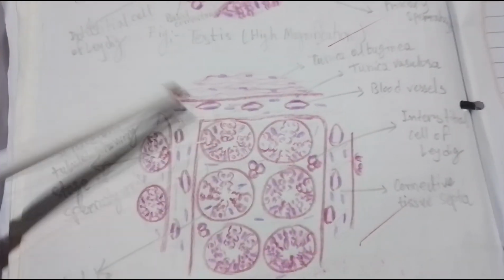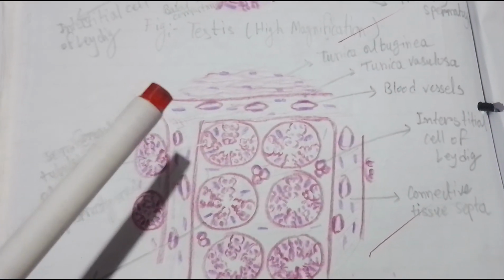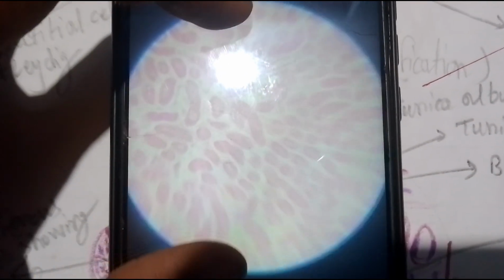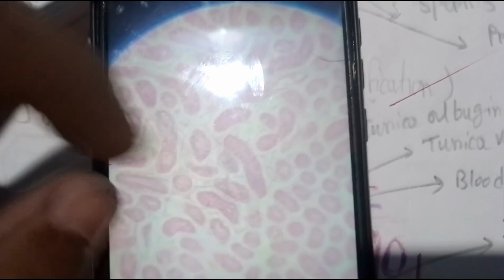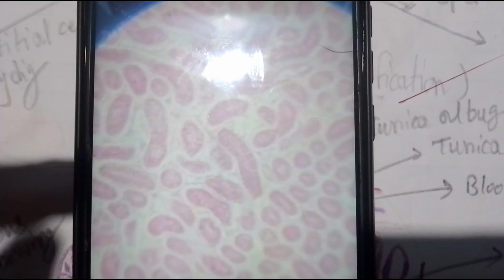Now we look for the histological slide of the testis. So this is the histological slide of the testis. Here you can appreciate this small thing is seminiferous tubules, and in which sperm is present, and outer part interstitium, in which Leydig cells are present, and in which the sperm is present. So this is the histological slide of testis.